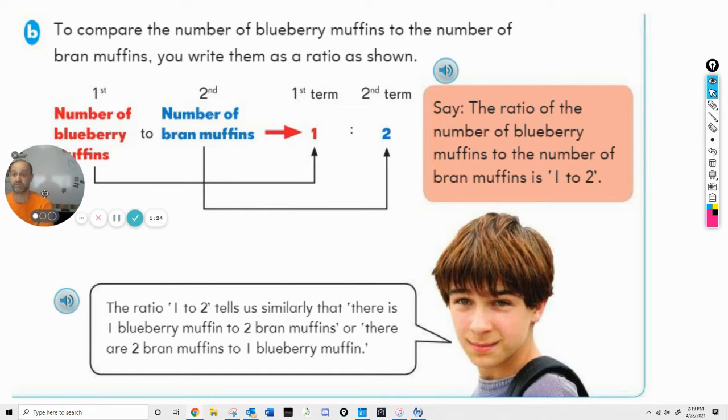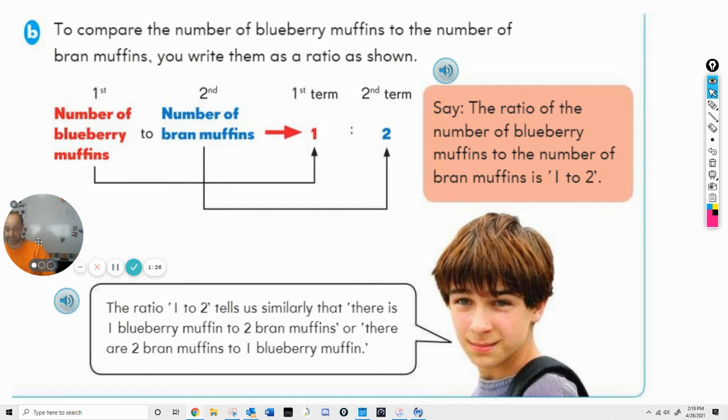If you're comparing blueberry to bran, then you flip it around. The ratio of blueberry to bran muffins is then 1 to 2. So the numbers can be interchangeable, but the words need to reflect that, okay? If you're mentioning blueberry first, the number of blueberry first. If you're mentioning bran first, you mention bran number first, okay? So there's 1 blueberry for every 2 bran, or there's 2 bran for every blueberry. Either one of those works, okay?